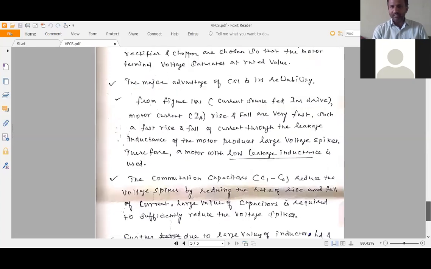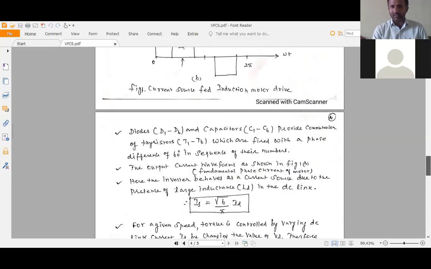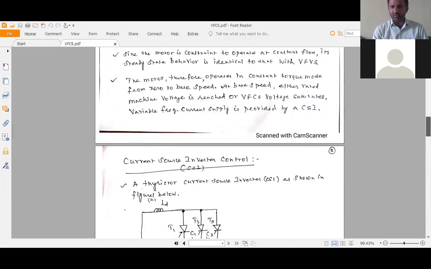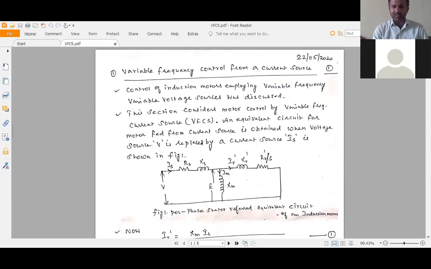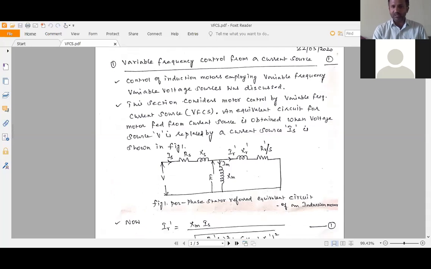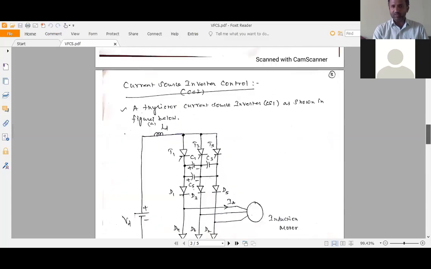So we have discussed two topics, and these are very important. Many times in your university they have asked them. The first one is variable frequency control from a current source. And the second topic is current source inverter control.